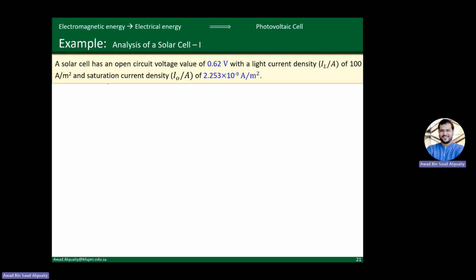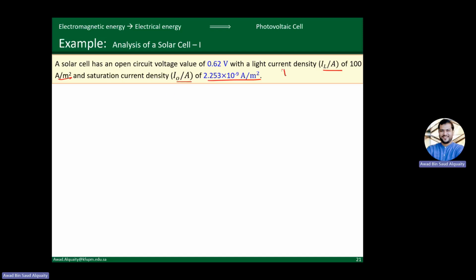Here, we have been told that there's a solar cell which has an open circuit voltage of 0.62 volt, right? So open circuit voltage is given as 0.62 volt, and the light current density, IL by A, is provided as 100 ampere per meter square, right? So this is the IL by A, and the saturation current density I naught by A is given as 2.253 times 10 power minus 9 ampere per meter square.